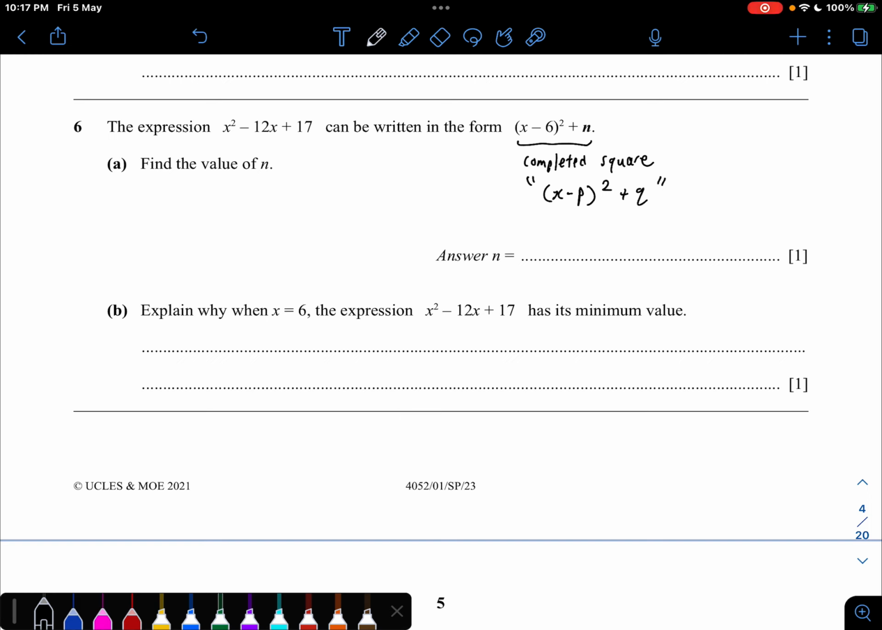Here's how you do it. Start with the expression x squared minus 12x plus 17, put an equal sign below. You see an x squared, you copy down x. You see a minus, you copy down a minus. You see a 12, you copy down a 12, but divide by 2. Bracket, then put a power 2. Subtract away bracket power 2. What's in between the brackets? It's 12 over 2, or what I like to call half the coefficient of x.